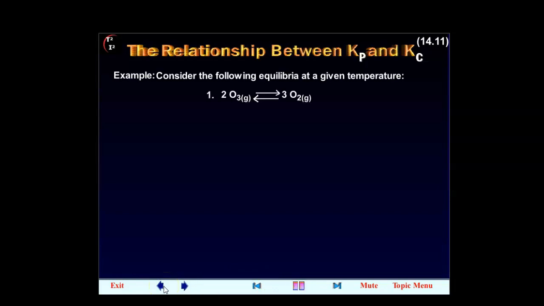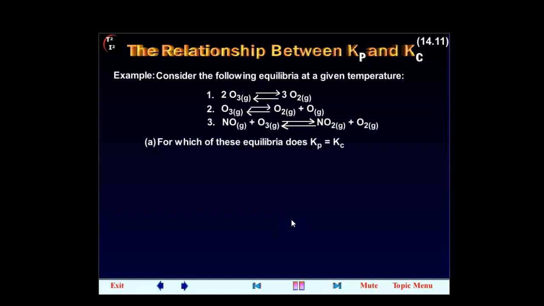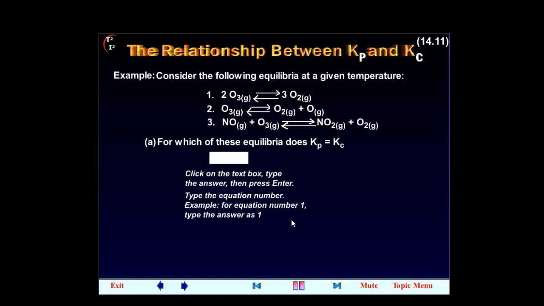Example, consider the following equilibria at a given temperature. A. For which of these equilibria does K sub P equal K sub C? All right, look at the 3 examples. Which of them will have equal values, like equal coefficients? That is what it's trying to ask you. Because coefficients will determine your equality on both sides.